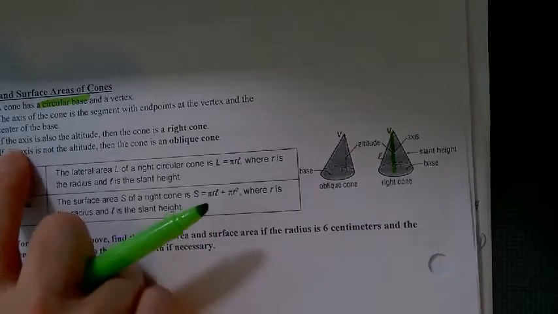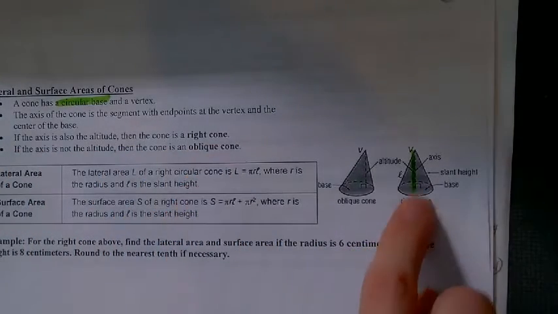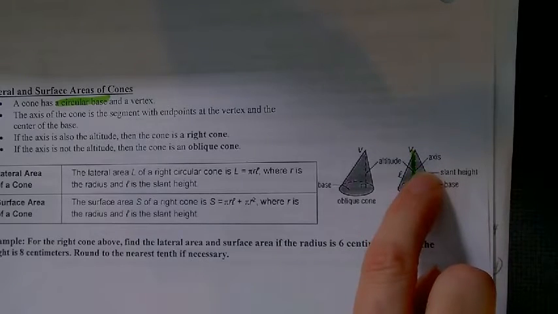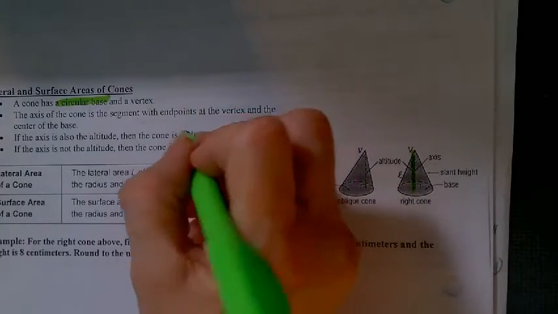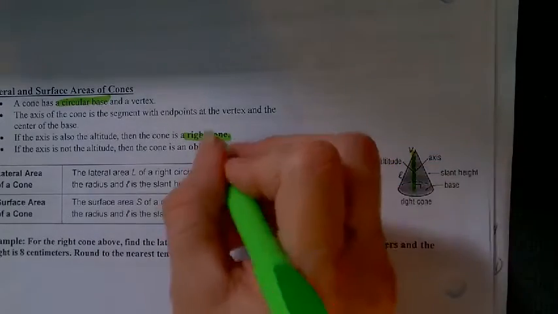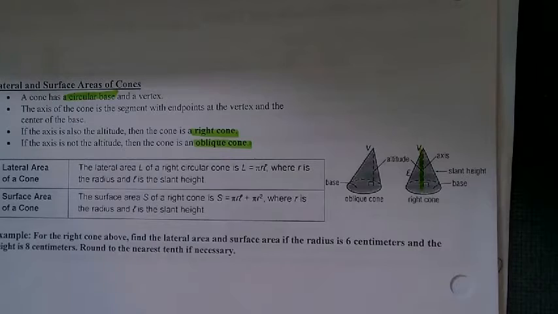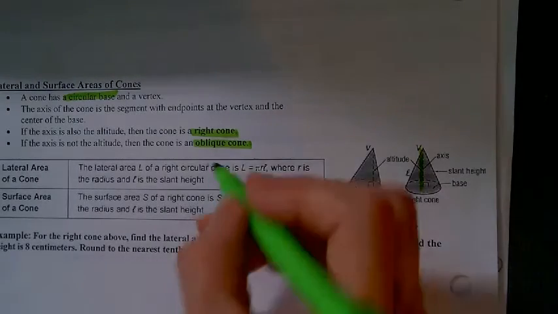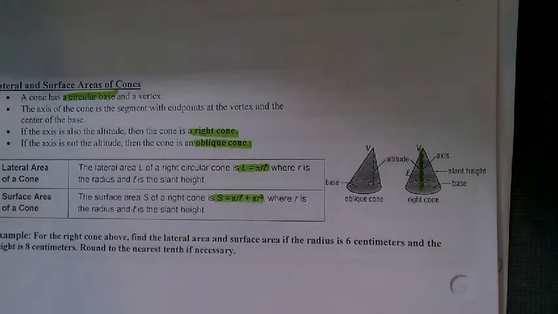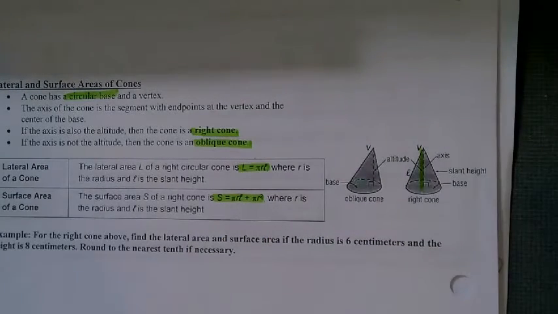If the axis is also the altitude, then the cone is a right cone. So if the altitude and axis are the same, then it's a right cone. If the axis is not the altitude, for example, right here, then the cone is oblique. We just call it oblique. Lateral area of a cone, surface area of a cone, and those are the formulas that we need to solve the problems. So let's go ahead and get started.